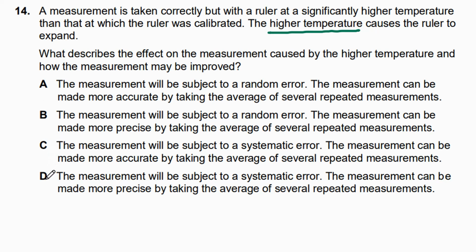So it's between C and D. Indeed, it says the measurement can be made more accurate by taking the average of several repeated measurements. This is incorrect, because we cannot make a measurement more accurate by taking repeated measurements, since every time we take the measurement, there will be an error. So it has to be D. Indeed, it says the measurement can be made more precise by taking the average of several repeated measurements, and we know this is true. We can improve on the precision of a measurement by taking the average of several repeated measurements.